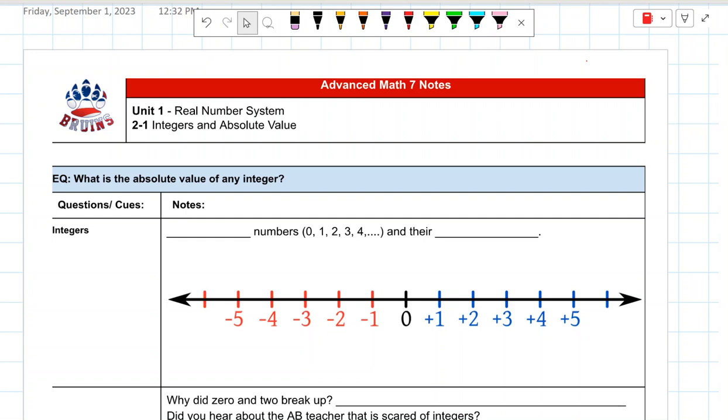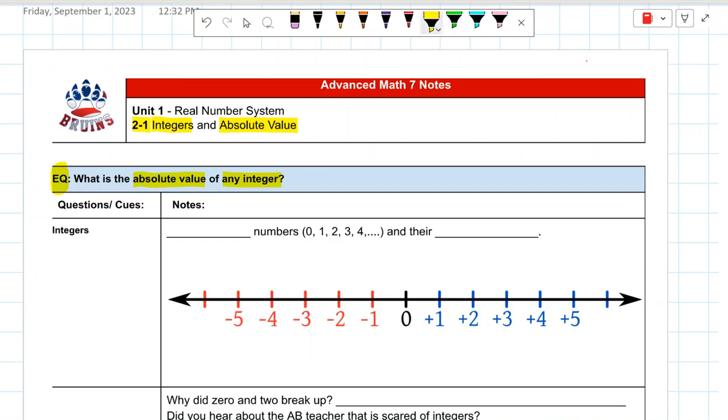All right, we are learning about 2-1, which stands for Chapter 2, Lesson 1, and we're learning about integers and absolute value. The essential question for this lesson is: what is the absolute value of any integer? Let's find out what these items mean.